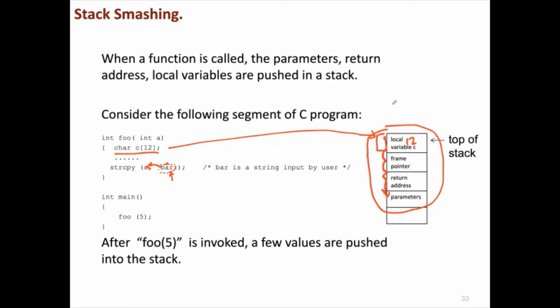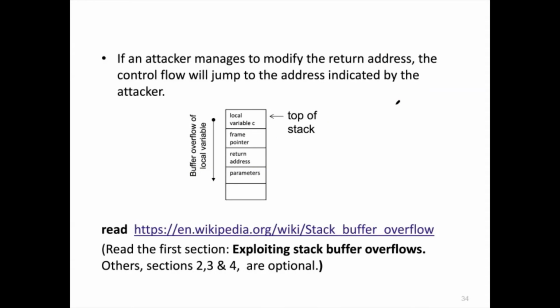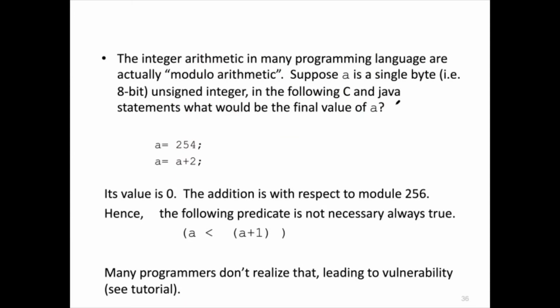Integer overflows. Look at this code: A equals 256, and A equals A plus 2. Suppose A is an 8-bit integer. So A equals 256, A equals A plus 2. What is the value of A at this point? We might think it's 258, but the value is actually 2.